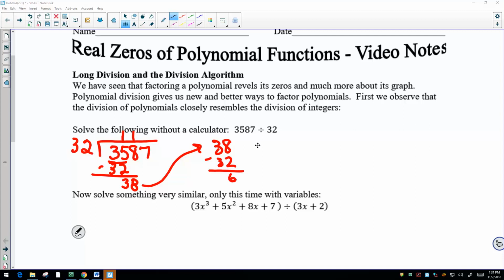So I'd want to bring the 7 down and do the same process and say, okay, does 32 go into 67? And it does twice. So 2 times 32 would give us 64. And when we subtract, we have 3 left over. So we could say there we would have a remainder of 3. And sometimes you would do a little R3 over here. It all depended on how you wrote that out. So that's that process of long division.